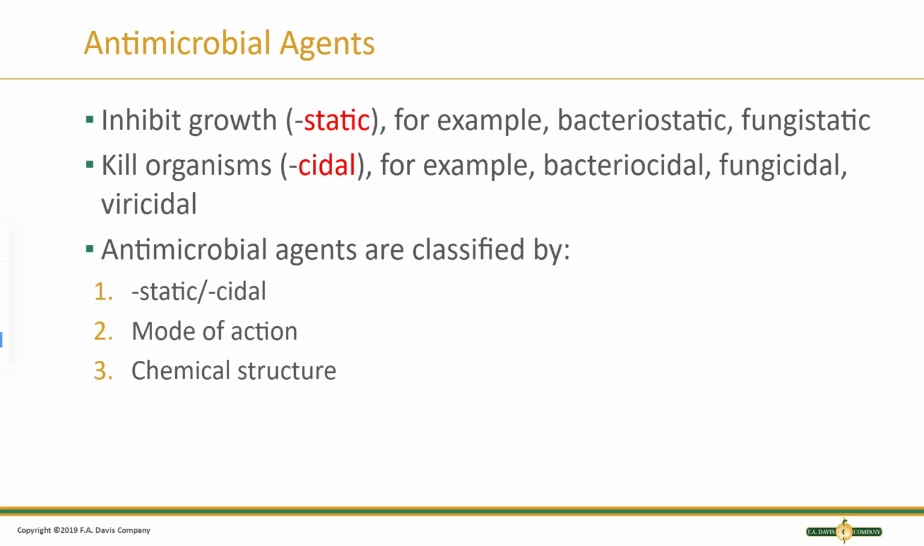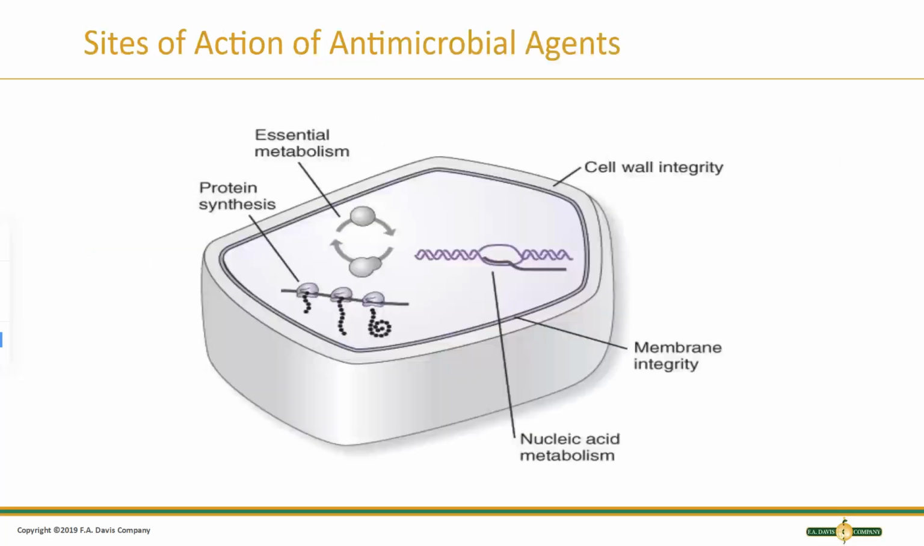Antimicrobial agents, if they inhibit growth, are static, for example, bacteriostatic, fungostatic. If they kill the organisms, they are cidal, for example, bactericidal, fungicidal, virucidal. Antimicrobial agents are classified by static or cidal, the mode of action, and the chemical structure. So these are sites of action of antimicrobial agents, and this should be a review.